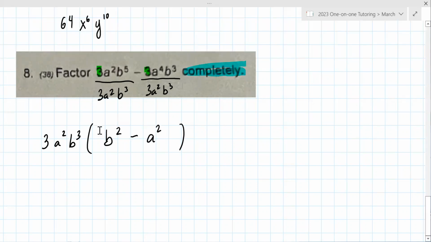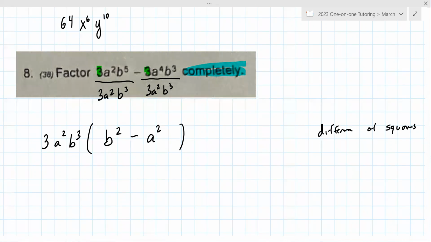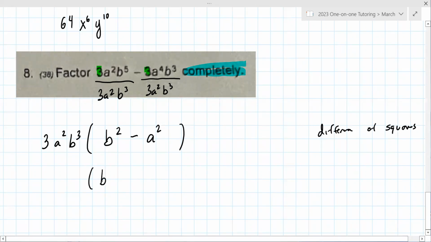And you can here, this inside parentheses can be factored. It's called difference of squares. Have you heard of that before? Difference of squares? I don't think so, or maybe. I'm asking because it's kind of outside of the scope of this class, but you know, it's Saxon, so they might have introduced it early. It ends up being B minus A, B plus A.